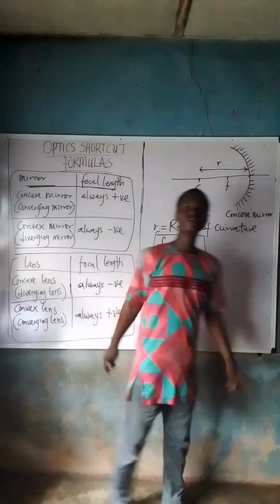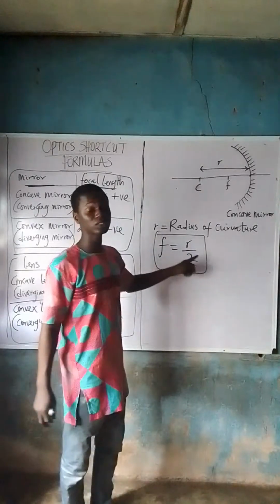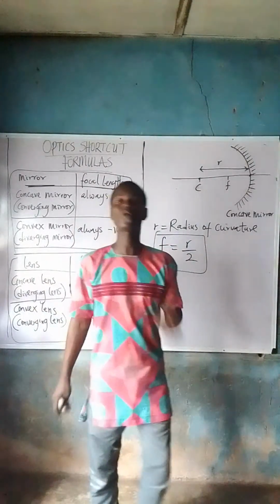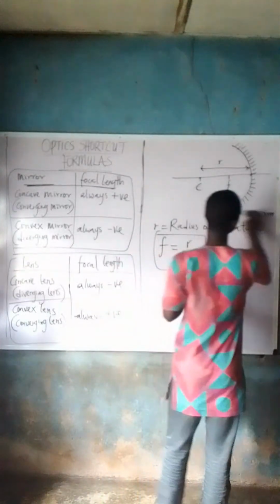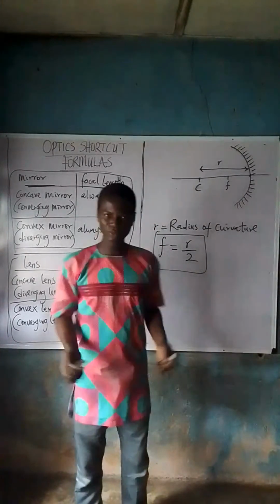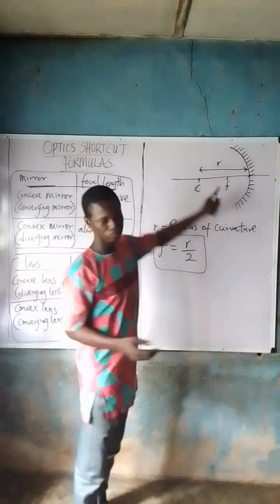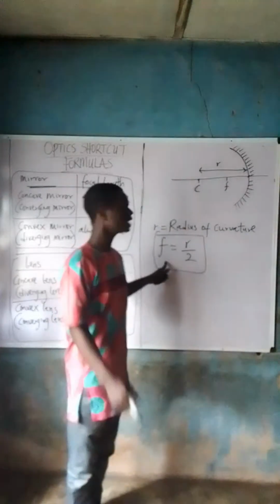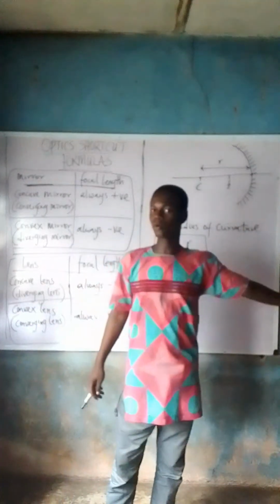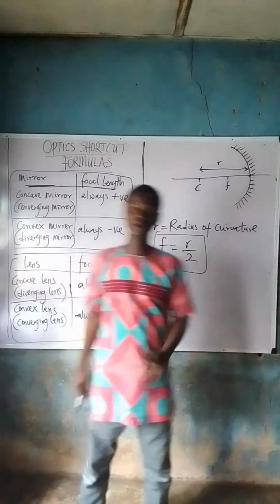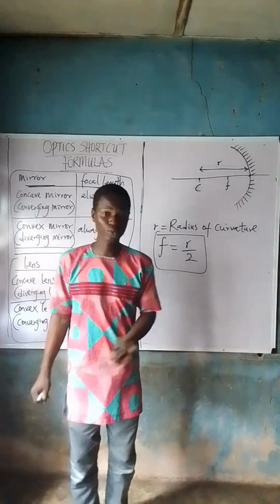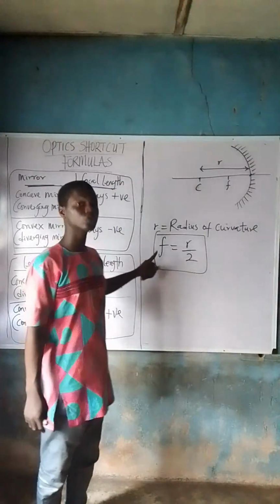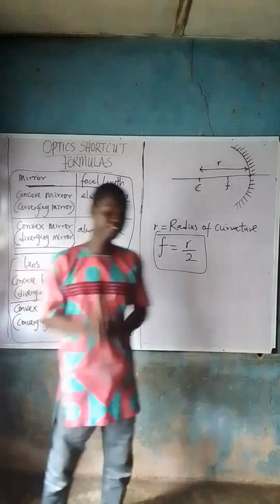If you were not given the focal length directly, if you were given your radius of curvature, whether for a concave mirror or for a convex mirror, first things first, get your focal length. Then you can now find either your object distance or your image distance or even your magnification, depending on the one they are asking you to find. So don't conclude I can't solve it. This is the formula for converting radius of curvature to your focal length. I hope that is clear.